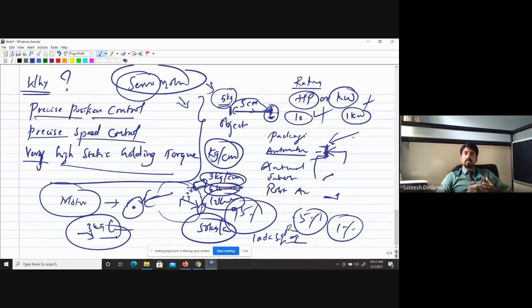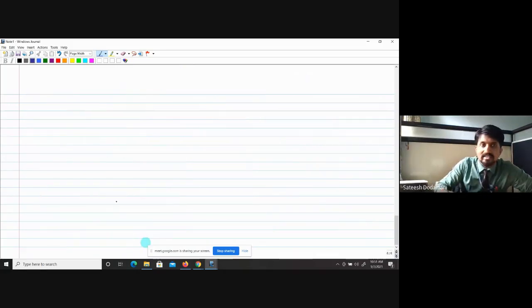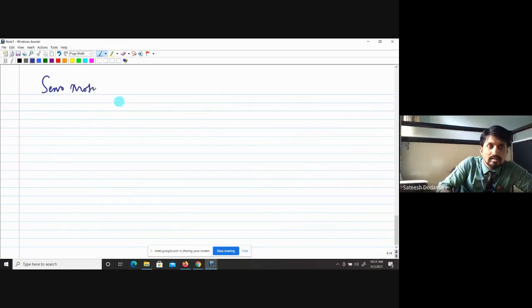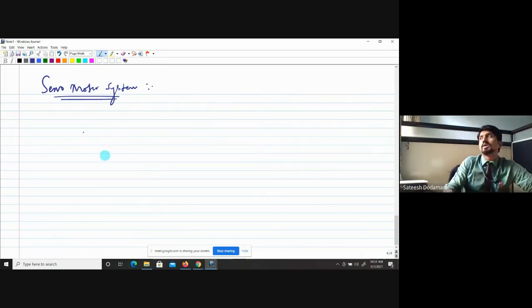Construction wise, the motor remains the same. If you use an AC motor, the AC motor construction remains the same. If you use a DC motor, the DC motor construction remains the same. There is no change. The mechanism or system changes. We will see the servo motor system. In the examination also, if they ask about the servo motor system, there is no need to draw the diagram of the servo motor. This system you have to draw.